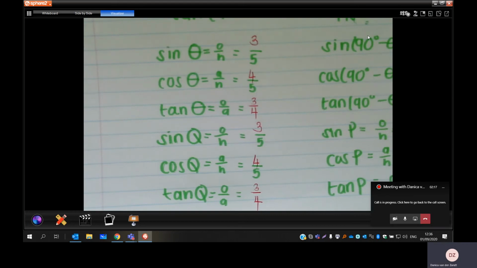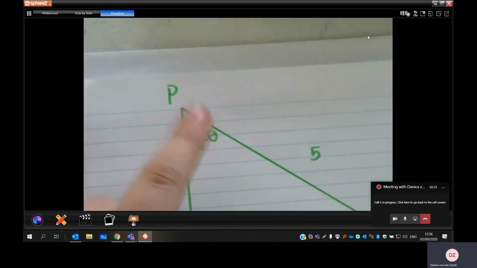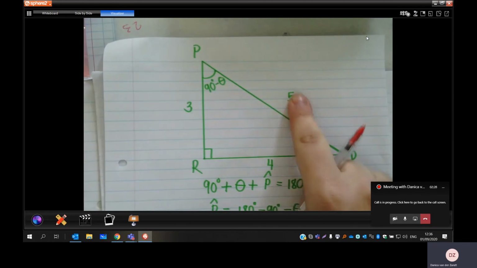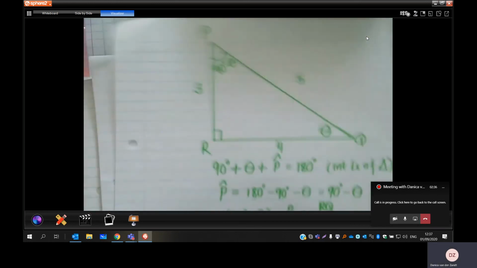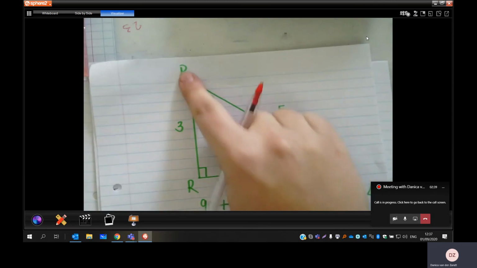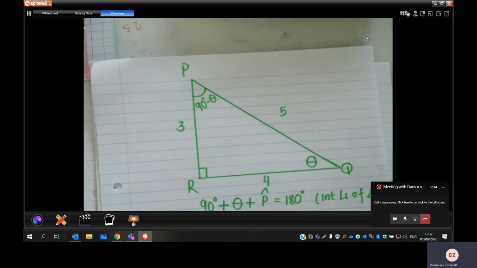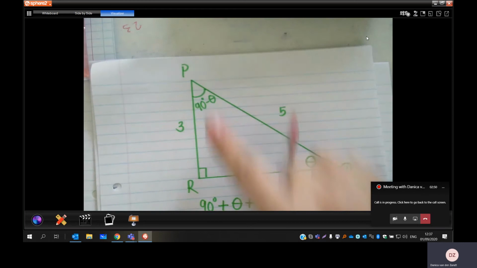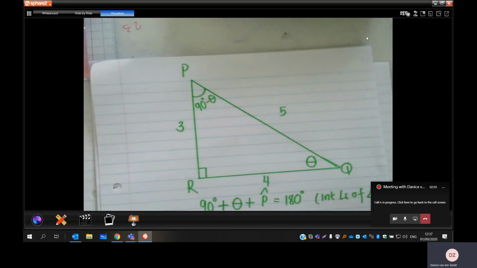Okay, let's look at the second set. I asked for sine of 90 minus theta. So here is my 90 minus theta. So now sine would be opposite over hypotenuse, 4 over 5. Cos of 90 minus theta, there's my adjacent, there's my hypotenuse, 3 over 5. I'll show you the answers now. Tan is opposite my 90 minus theta, which is 4, over adjacent, which is 3.